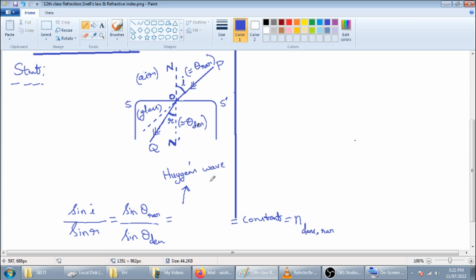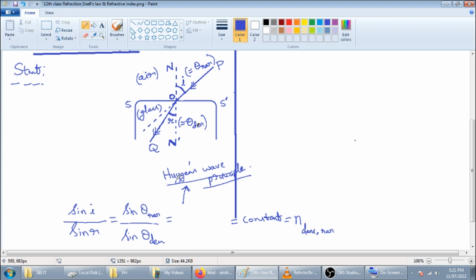It's a very simple principle, Huygens wave principle, but though it is very simple, it's a very powerful principle, because it can explain many things, not just related to refraction. Many other complicated phenomena related to light were explained in a simple manner by this very simple but very powerful principle called Huygens wave principle.